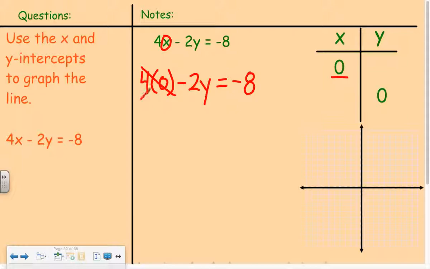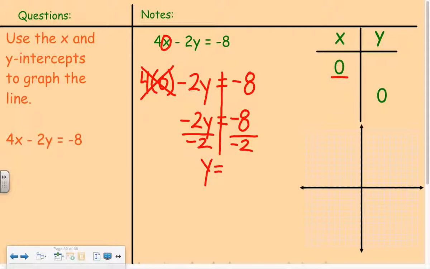4 times 0 is 0. So I bring down the negative 2y, bring down the negative 8. Divide both sides by negative 2. Remember, a negative divided by a negative is a positive. So y equals 4.